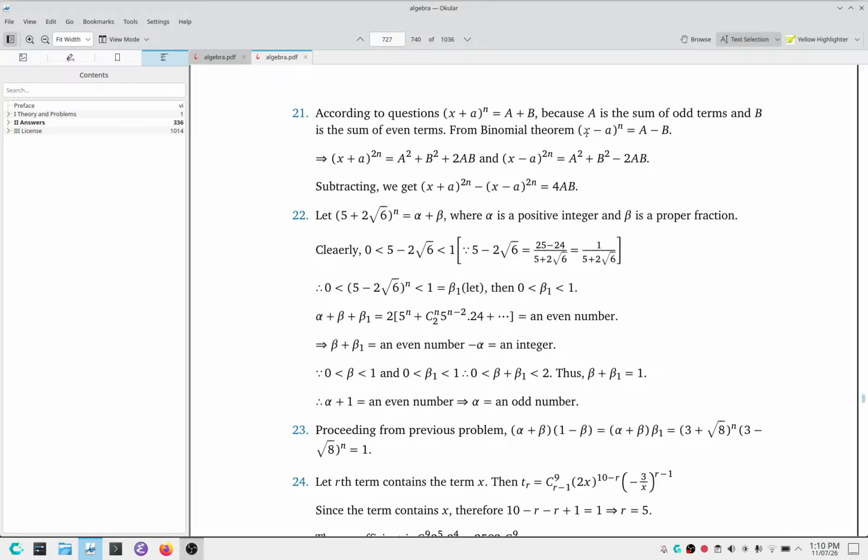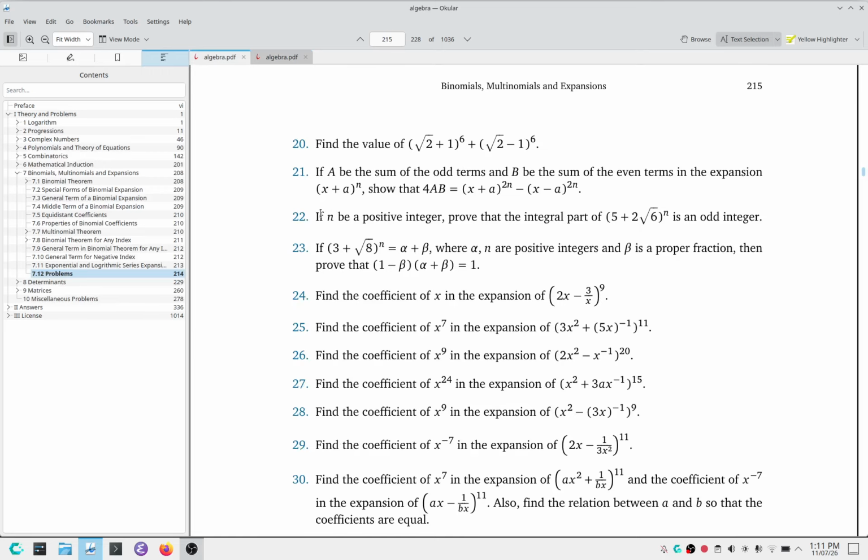From the binomial theorem, we will have that (x - a)^n is equal to A - B. So if you raise the expansion to the power 2, we will have (x + a)^2n is equal to A^2 + B^2 + 2AB. And if we square this relation, we will have (x - a)^2n is equal to A^2 + B^2 - 2AB. Now we subtract this from this, and we have (x + a)^2n minus (x - a)^2n is equal to 4AB.